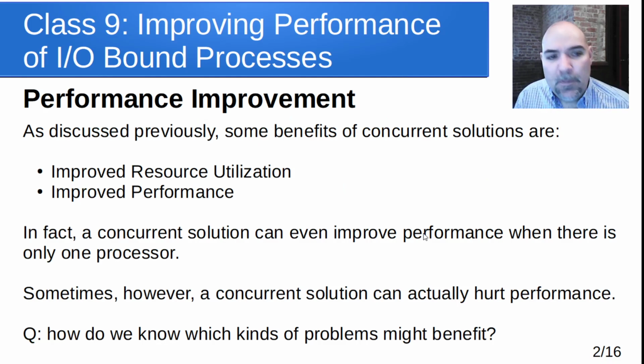Now, we previously discussed some benefits of concurrent solutions as being improved resource utilization. And what resource utilization means is that it could be something like resources within a computer. Specifically, it could be the CPU as a resource. It could be some sort of other hardware as a resource. But also it could be something in the real world, like tools on a work site, making sure that they're not lying around unused and you have to buy more tools than you need.